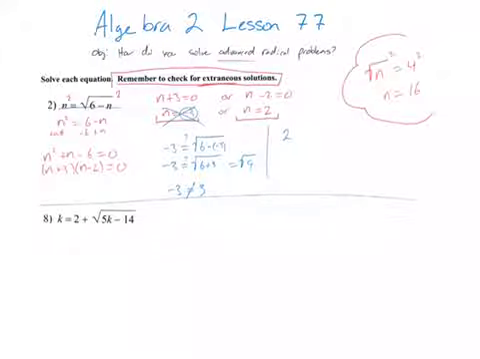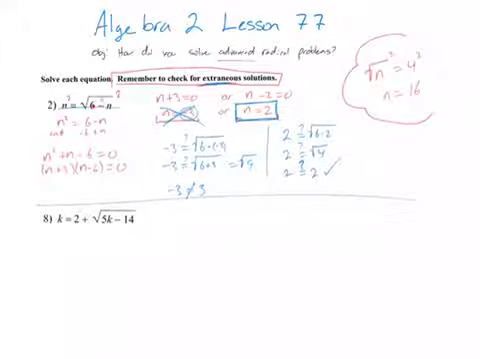Let's check the other one. Is 2 equal to the square root of 6 minus 2? Is 2 equal to the square root of 4? Is 2 equal to 2? Well, yes. Turns out that it is. So this is my only answer here, n is equal to 2. This one is what we call an extraneous solution, a solution that we found, but doesn't actually make this thing true.